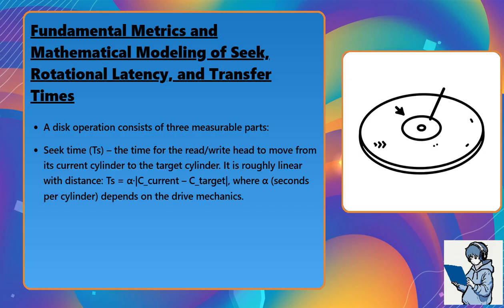Seek time, abbreviated TS, is the time for the read-write head to move from its current cylinder to the target cylinder. It is roughly linear with distance. TS equals alpha times the absolute value of C current minus C target, where alpha, measured in seconds per cylinder, depends on the drive mechanics.